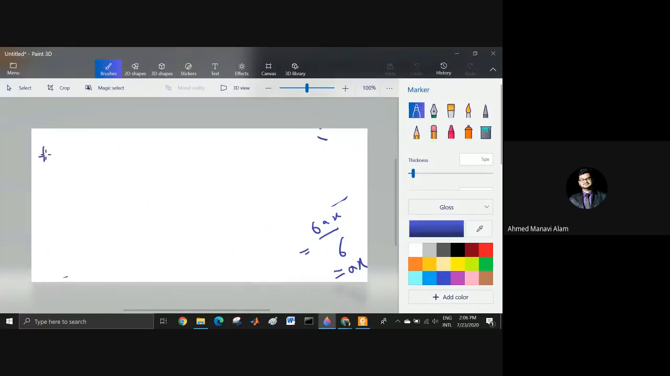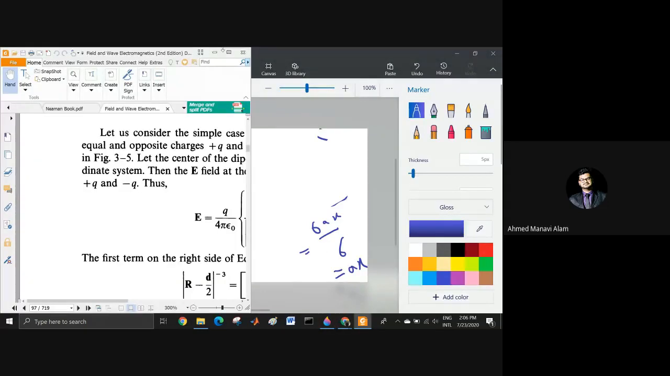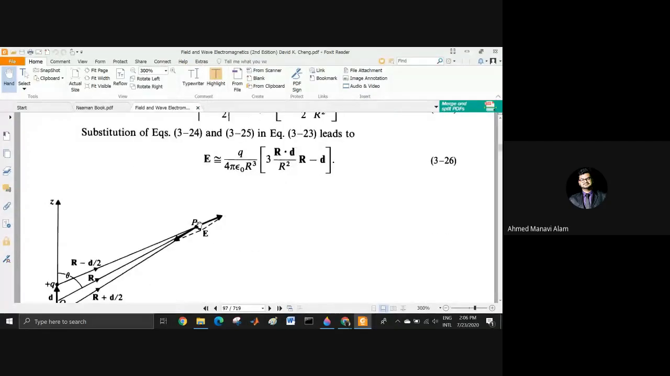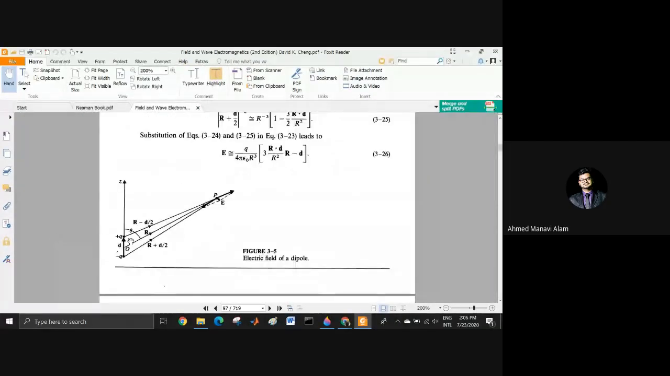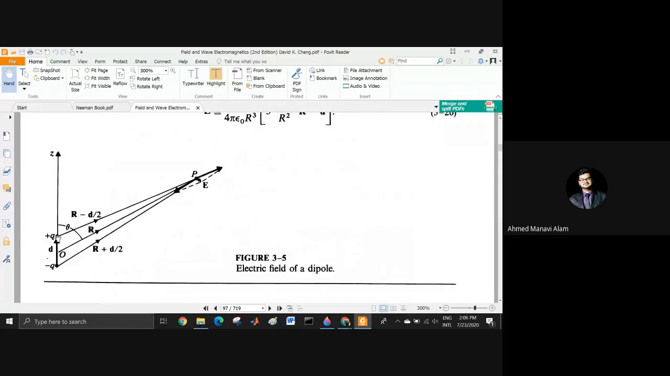For plus q, I want to find the electric intensity for plus q. Okay, then what will be the electric field? E equals q by 4 pi epsilon naught. Okay, now when you see here, for plus q I need to find the distance. I need to find the distance between plus q and p.